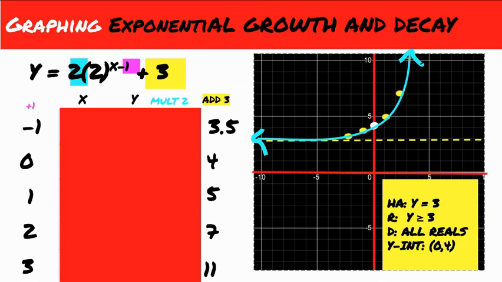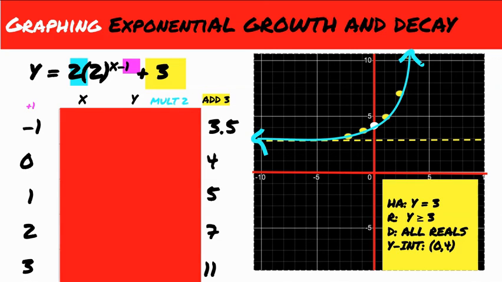My horizontal asymptote is the horizontal line y equals 3. My graph is living above that line, so my range, or my y values, are y's such that they're greater than or equal to 3. The domain for all exponential growth functions is all reals, as told in your notes, and my y-intercept is where I hit that y-axis at 0, 4.